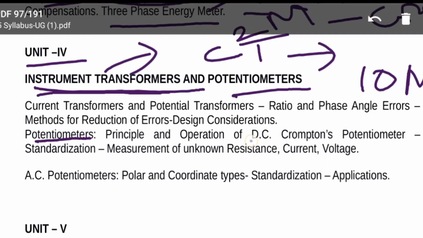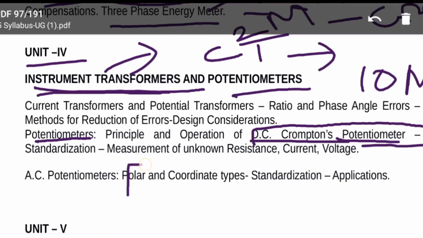Crompton's potentiometer directly the syllabus is, but if you understand the basic slide wire, you will get easily about Crompton's potentiometer. Crompton's potentiometer, it is a DC potentiometer. From AC or DC you will get anyone. Mostly you will get DC Crompton's potentiometer 10 marks. Coming to AC potentiometer, polar is important. That is 10 marks questions will come from these two topics.